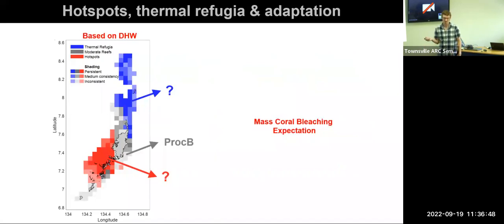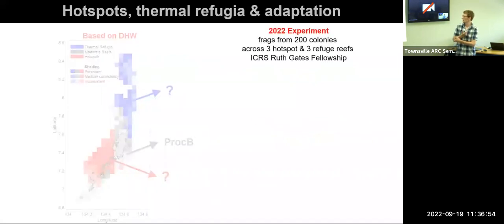But this year we did a similar experiment to the 2019 experiment, where we collected 200 colonies in total across all of the sites, three hotspot sites, three thermal refuge sites, which was supported by SRS.